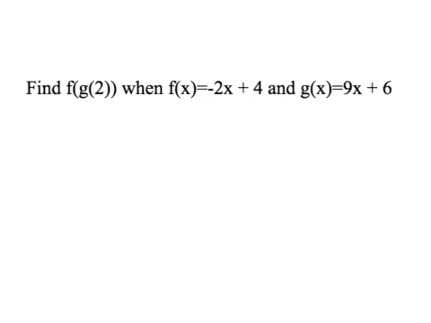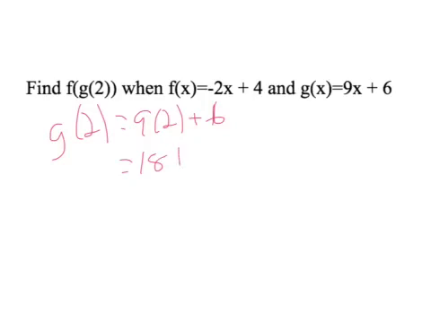Alright, so like I said, we want to do g of 2 first. So g of 2 is 9 times 2 plus 6, which is 18 plus 6, which is 24. So g of 2 is equal to 24. I want to take that answer, 24. I want to find f of 24 now.